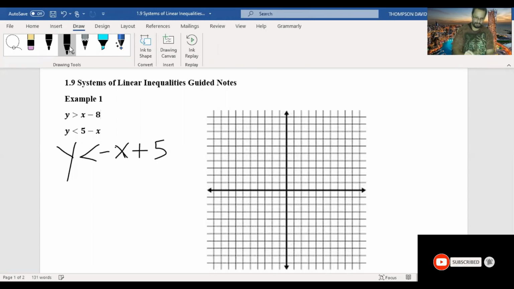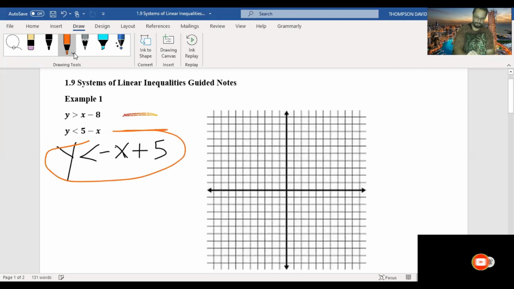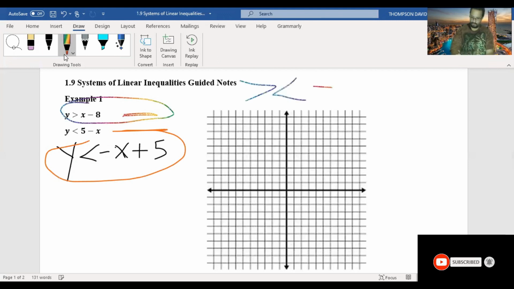We'll use two different colors. We'll use rainbow for the top one, and we'll use orange for the bottom one. So recall when we have a greater than or less than situation, we just use a dotted line. So first we have y is greater than x minus 8. So we're going to find negative 8. 1, 2, 3, 4, 5, 6, 7, 8.